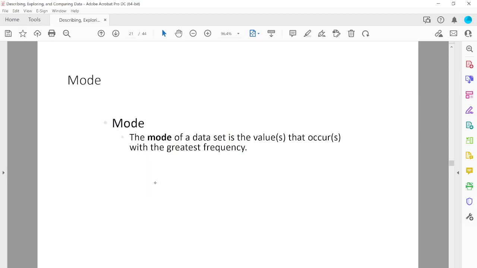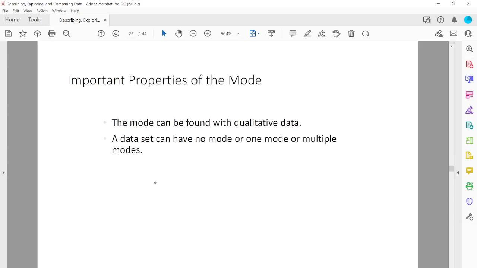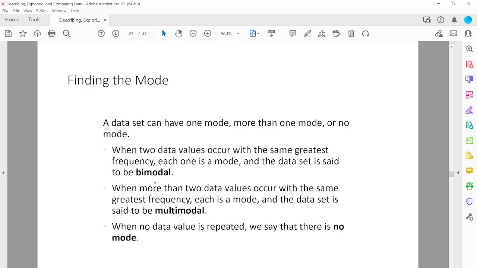Okay, there is another measure of center that's called mode. Mode means it's the highest, greatest repeated value. The mode of a data set is the value that occurs with the greatest frequency. The mode can be found with qualitative data. A data set can have no mode, one mode, or multiple modes. So these are the observations. If you have two modes, that's called bimodal. If you have more than two modes, that's called multimodal. If you do not have any mode, that's called no mode.